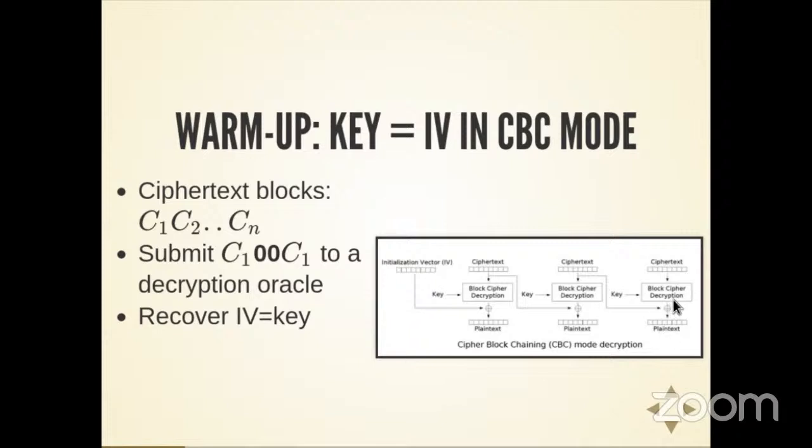So in these two blocks, this one is going to be the result of decrypting the ciphertext block, XOR the IV, and this one is going to be the result of decrypting the ciphertext block, but without XORing the IV. And it turns out if you XOR these two things together, that will cancel out the original plain text portion, and you'll get back the IV.